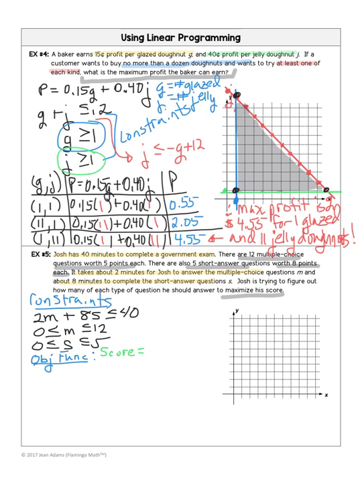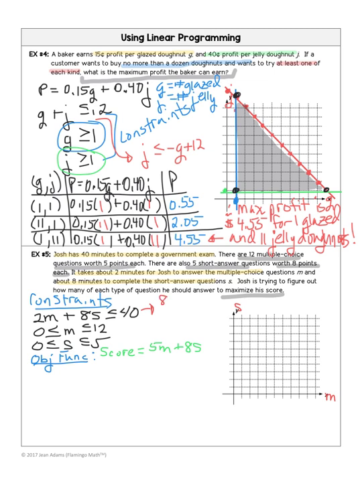So the multiple choice questions are worth 5 points each. So he would get 5 points for every multiple choice question he answered, and then you'll add to that. The short answer questions are worth 8 points each. So that should get us everything that we need. So I am going to solve this equation right here for, let's put M here, and I'm going to put short answer here. So that means I want to solve for S.